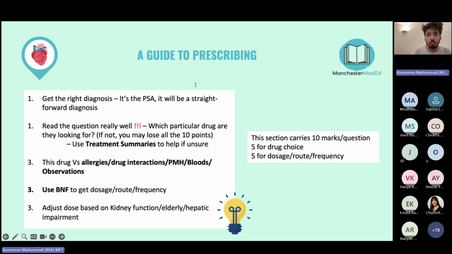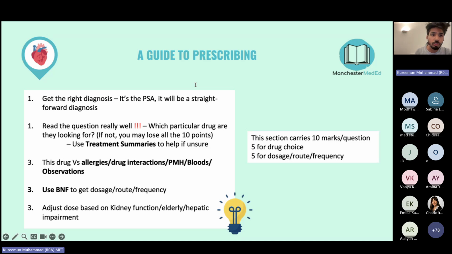So on the BNF, there are treatment summaries where you can search for specific conditions. For this one, you just type hypertension or antihypertensive drugs, and it will come up with a treatment summary, where there will be a list of antihypertensive drugs for you to choose from.